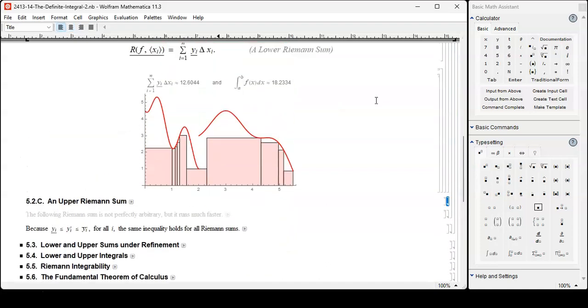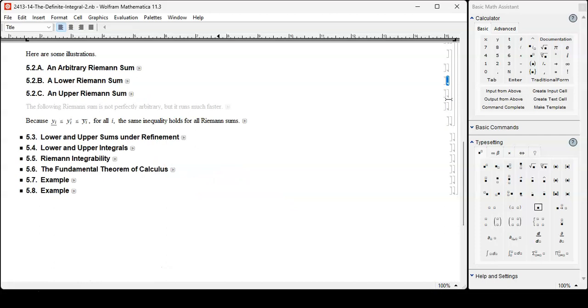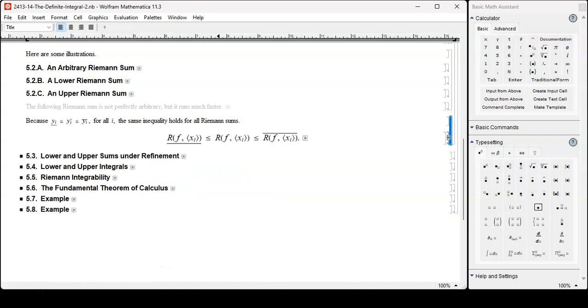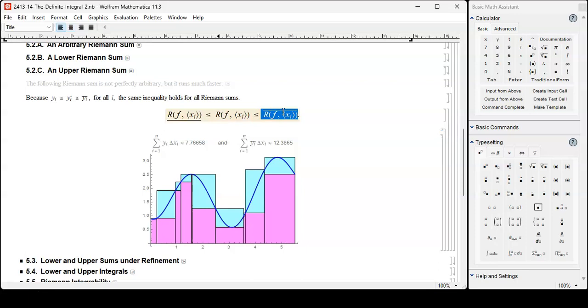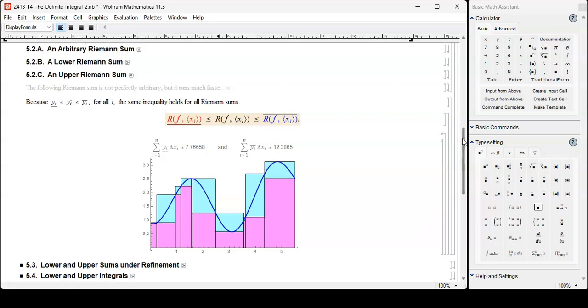Put those together in the same viewing window, we're going to get something like this. Blue is overestimation, upper Riemann sum, and pink is lower Riemann sum, the underestimation. Arbitrary Riemann sum will be captured somewhere in between. So we have two worst behaving terrible cases. Terrible overestimation and terrible underestimations. How do they behave?